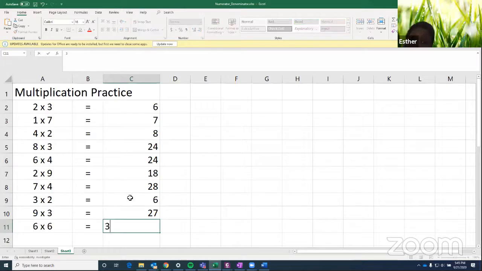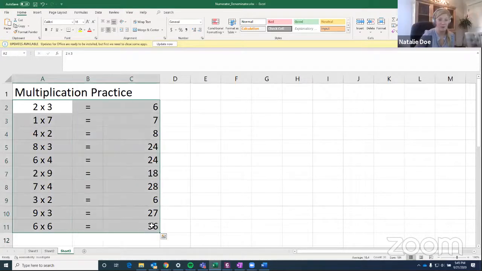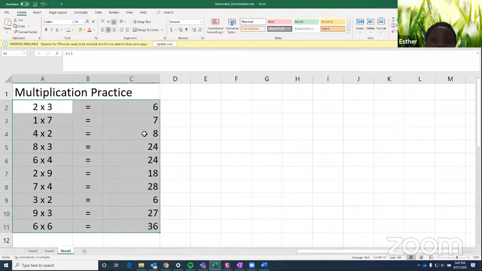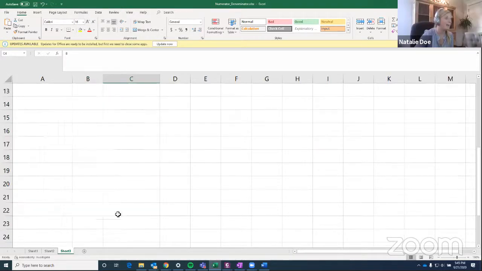36. 36. Awesome. So I know you guys know this stuff, but it's always good to practice and get faster at it, because the faster you can do this, the faster you're going to be able to do division, and especially when you get into big numbers. Can we do multiplication on tens? Yeah, yeah.